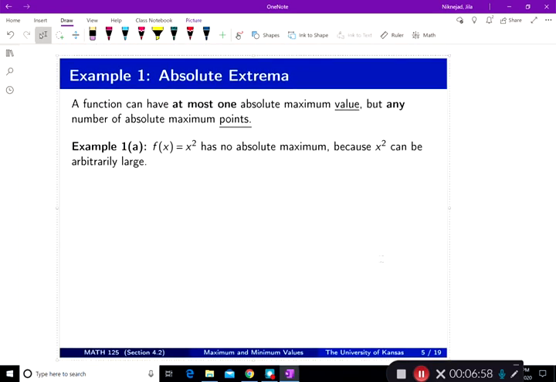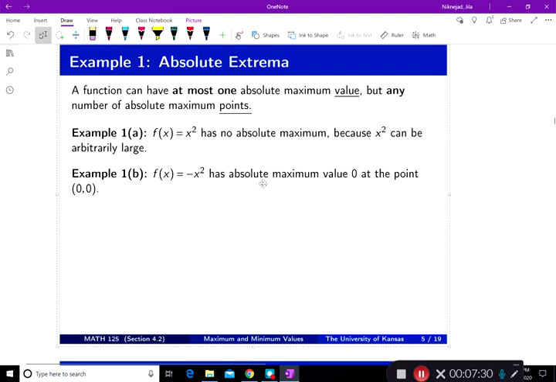Example 1, absolute extrema. A function can have at most one absolute maximum value, but any number of absolute maximum points. What do we mean? Let's give a few examples of that. First, f of x equal to x squared has no absolute maximum because x to the power 2 is going to be arbitrarily large.